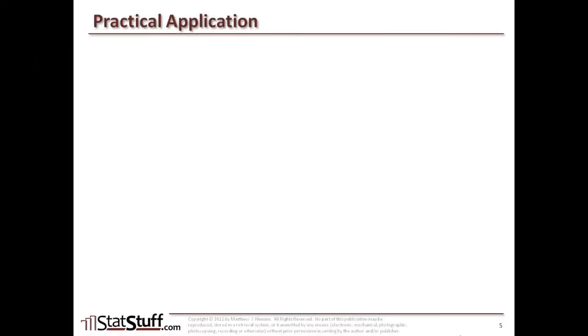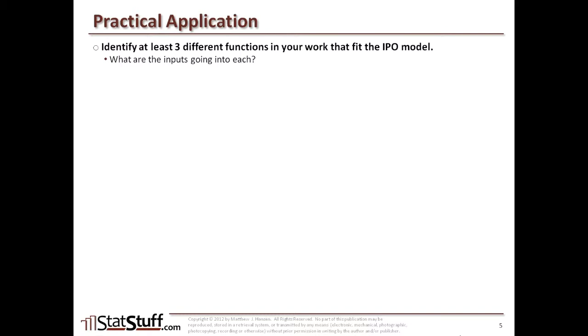All right, before we close this lesson, let's discuss how we can apply some of these concepts in a practical way. What I'd like you to do is to try to identify at least 3 different functions in the area where you work or what you normally do that fit into the IPO flow model, and try to ask these several questions for each of those different functions. First of all, what are the inputs going into each of those functions? And what are the general processes being performed in each one? And also, what are the outputs that are coming out from each of those functions?